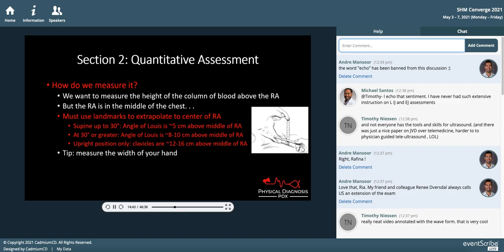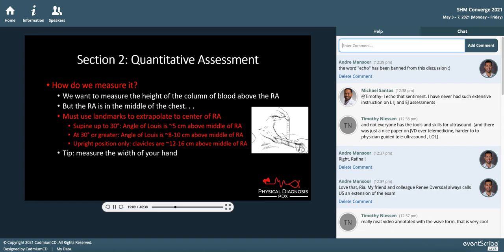The angle of Louis is one such landmark, classically said to be 5 centimeters above the middle of the right atrium in any position. A nice study was done in 2002 where they used CT imaging and trigonometry to figure out how high the angle of Louis actually is above the right atrium in various patient positions. And it turns out that 5 centimeters is correct, but only in the supine position up to about 30 degrees. But beyond 30 degrees, it's more like 8 to 10 centimeters above the middle of the right atrium.